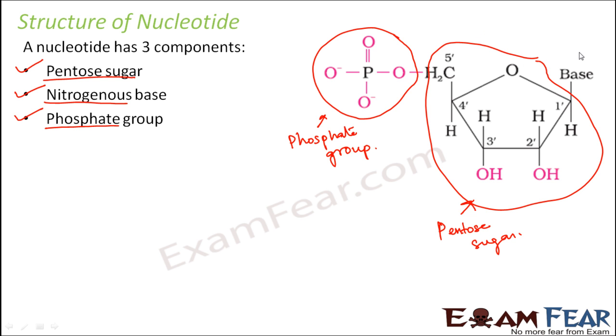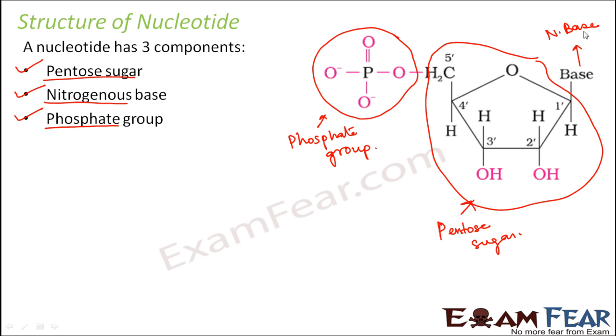And then you have a nitrogenous base. So this is your nitrogenous base. Nitrogenous base means a base which contains nitrogen, or a nitrogen containing base. I'm sure by now all of you know what is a base and what is an acid. You would have studied all these things in your basic chemistry of class 9.